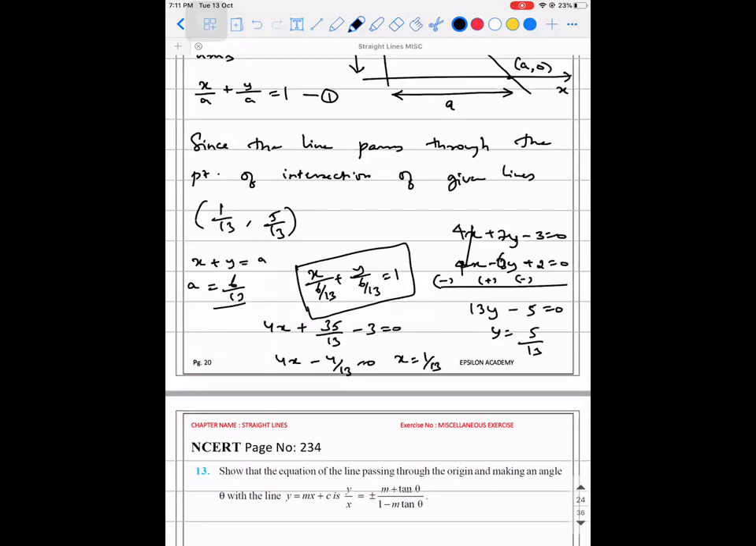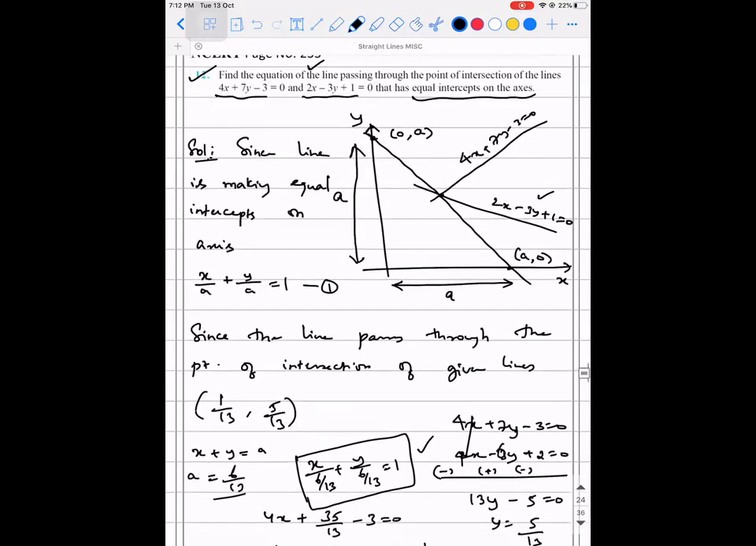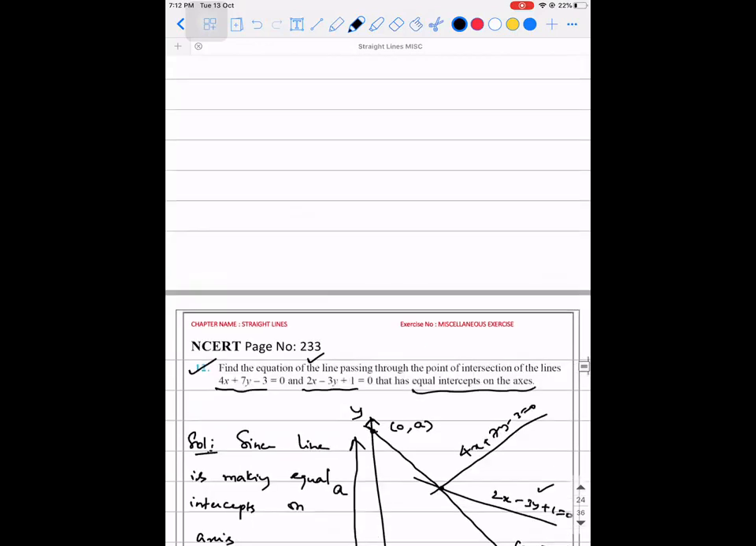Rohan, check the answer. Yes, sir. This is the answer. So this will be the last problem. So with this we will stop. So any other doubts till now?